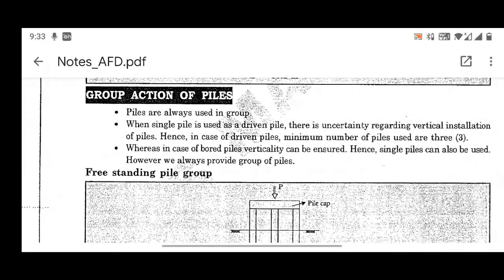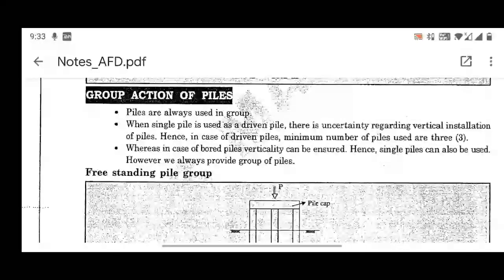The arrangement will be like square, circular, rectangular. So the arrangement will be like this only. Now piles are always used in a group. When a single pile is used as a driven pile, there is uncertainty regarding the vertical installation of piles. Hence, in case of driven piles, the minimum number of piles used is three.